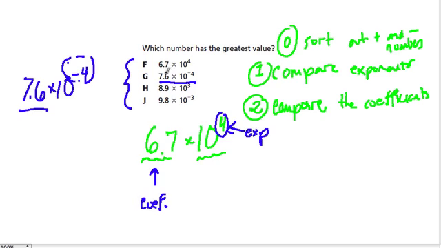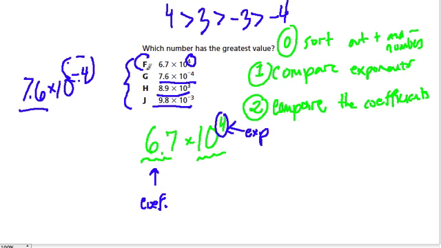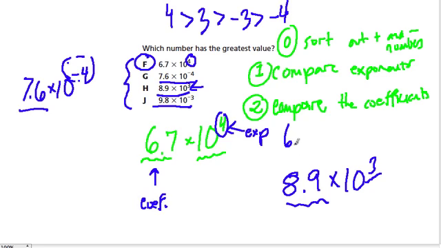Since they're all positive, the next thing I'm going to compare is the exponents. So F needs to be the greatest because it has the greatest exponent. This exponent for F is bigger than every other exponent here. The next biggest exponent is 3, and then negative 3, choice J, and then negative 4, choice G. So F is the greatest. And even though, for example, 8.9 times 10 to the third, which is choice H, has a larger coefficient, the exponent is smaller than choice F.